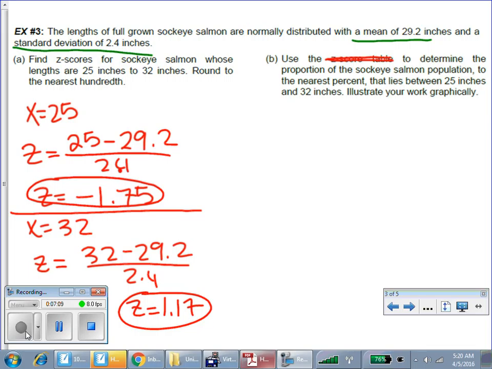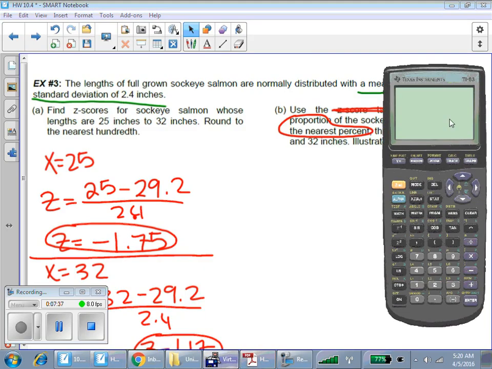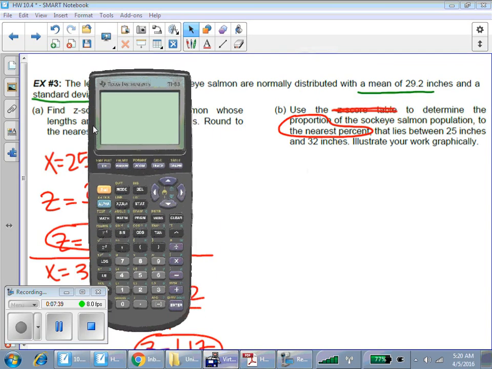A few things I noticed is that I want the proportion of the salmon population to the nearest percent. So I'm basically being asked what percent of the sockeye salmon is between 25 and 32 inches. I can do this using a function on my calculator. We're going to write down the steps together on how to do this, so I'm going to bring up my calculator so we can follow along.